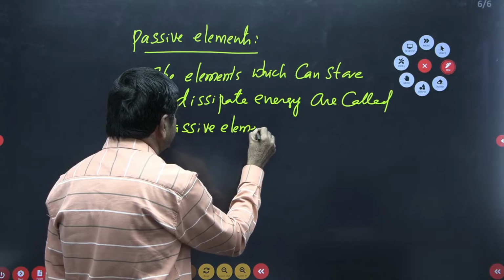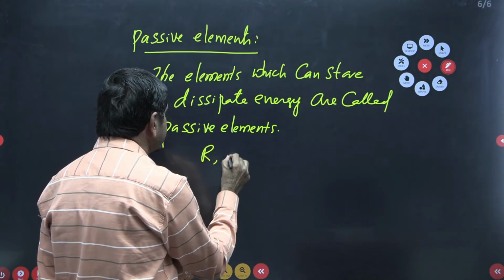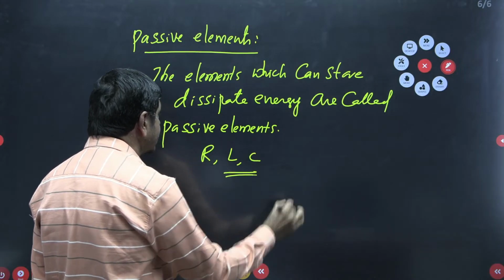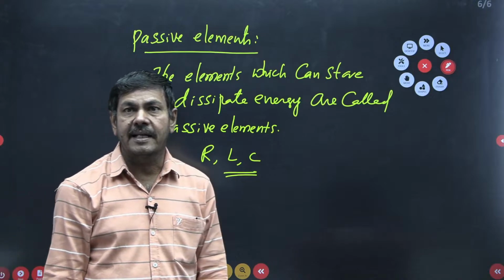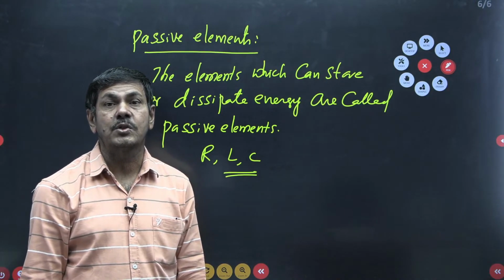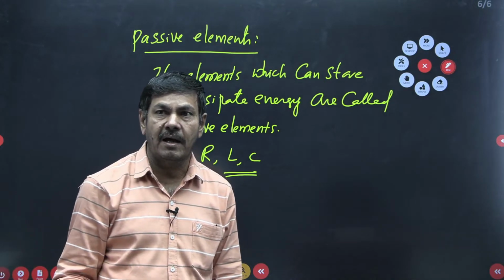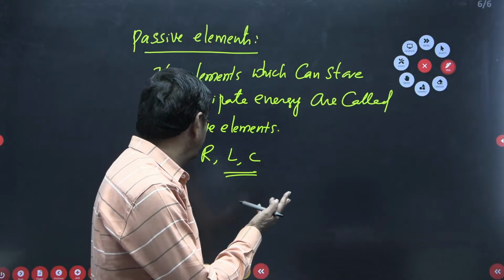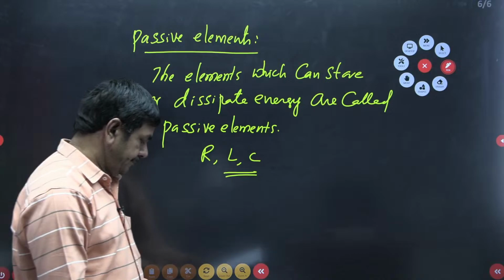What are the examples of the passive elements? Resistor, inductor, capacitor. These three elements come under passive elements only. Resistor can dissipate the energy. Inductor and capacitor can store the energy only, we can say. Anyhow, the element which can store or dissipate energy, these three will come under the passive elements only. The next one.